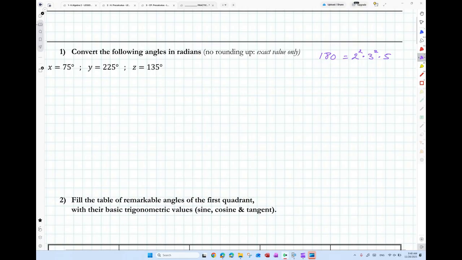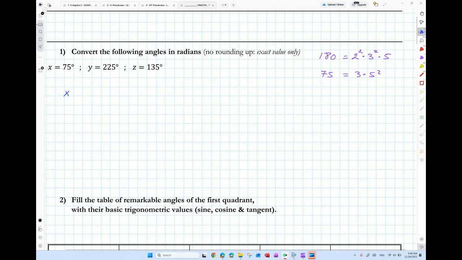And let's do the same thing with 75. 75 can be divided by 5, obviously, but also by 3, because 7 plus 5 is 12, which is divisible by 3. So I will have 25, and 25 is 5 squared. So 75 is 3 times 5 squared. Once you have that, you can answer the question.